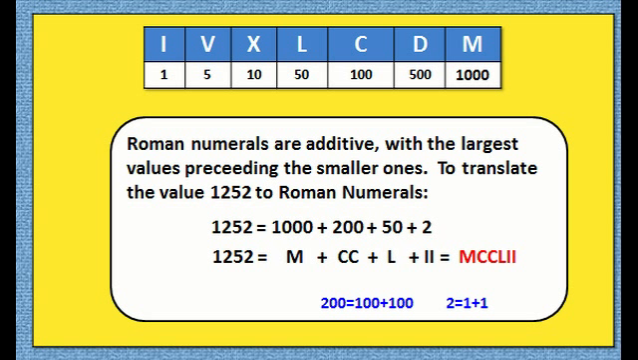Roman numerals are additive, with the largest values usually preceding the smaller ones. To translate the value 1252 to Roman numerals, set 1252 as equal to 1000 plus 200 plus 50 plus 2. And then replace the 1000 with M, replace the 200 with 2 C's, replace 50 with L, and replace 2 with 2 I's, and that will give the resulting Roman numeral MCCLII.